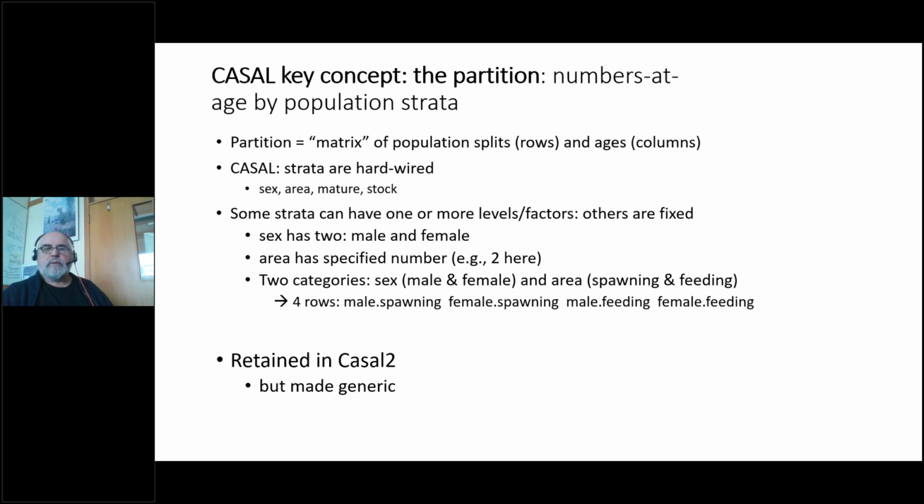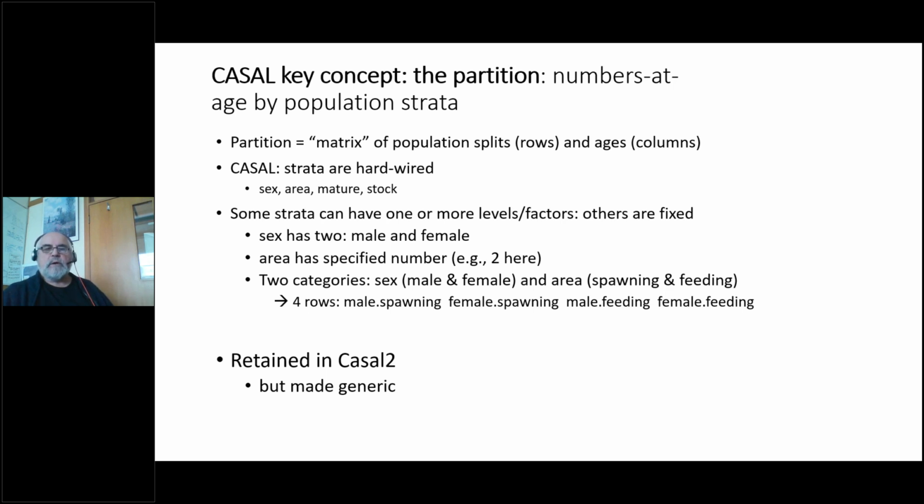If it's a length-based assessment, then obviously the columns are length bins. And for CASAL, these strata are hardwired. So you've got sex, area, mature, and stock. So some strata can have 1 or 2 levels or factors, others are fixed. So sex has 2. You have to have male and female if you have sex in the model.